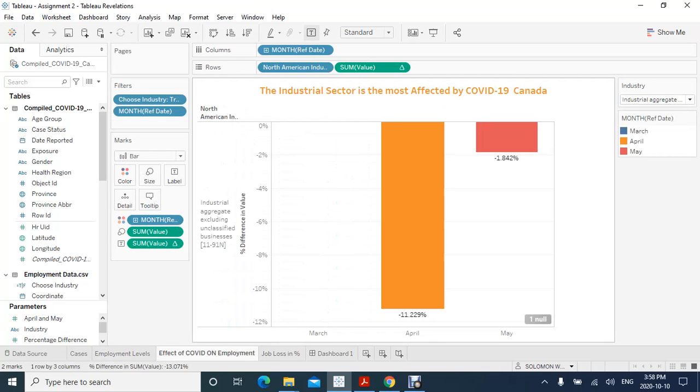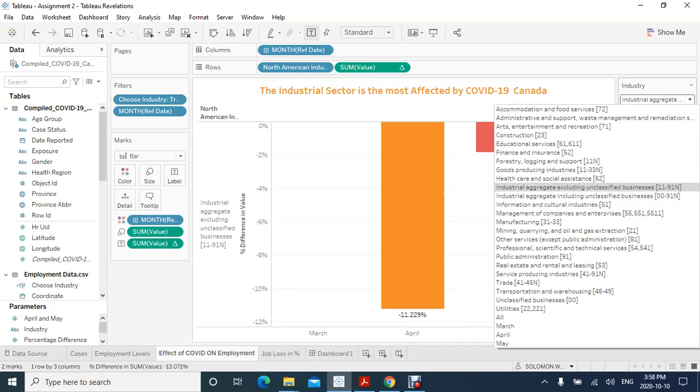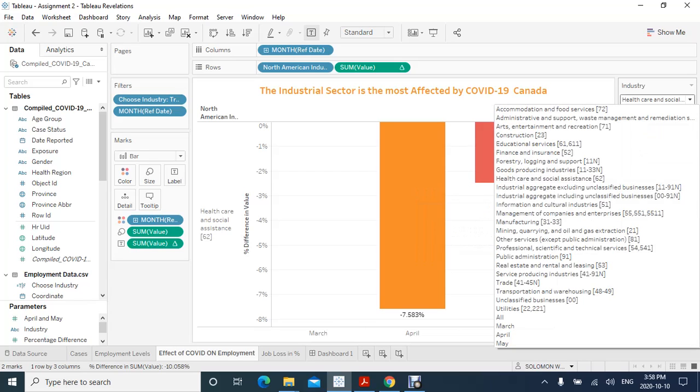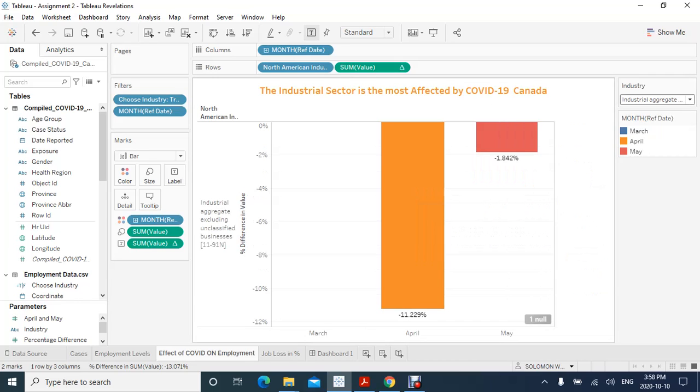So I did another visualization using a bar chart, and in this case, each of the employment sectors I also plotted with the bar chart against the months. With my parameter there, if you check all the different sectors, you see how it varies. If you look at the industrial sector, it has the highest percentage drop in terms of employment, especially in the months of April and May.